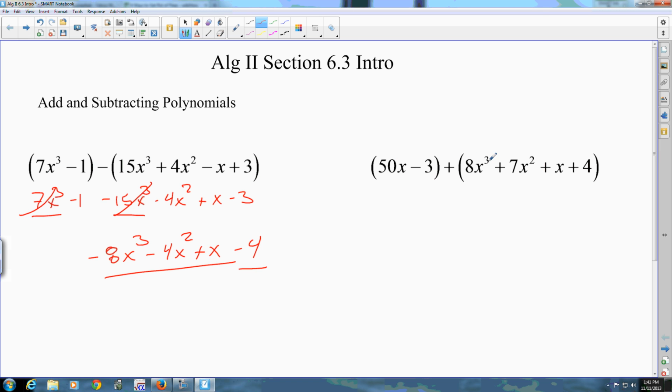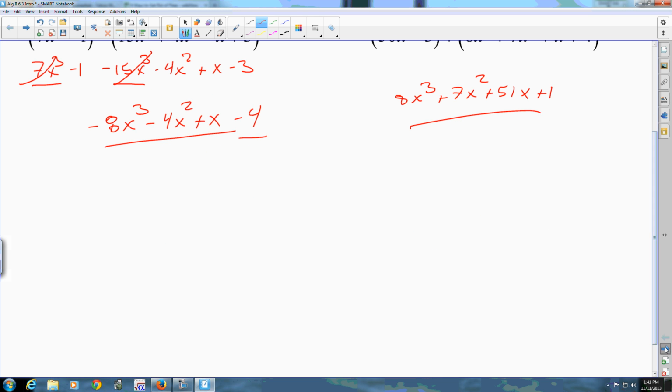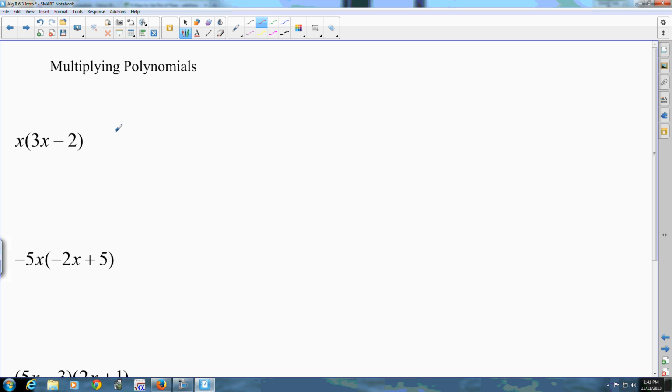Here when you're adding, there's nothing to distribute through, so you're just going to collect like terms. So there are no other x cubes. There's no other x squareds. Then I have 1x and 50x make 51x. Minus 3 plus 4 is plus 1. So there's your final answer. And you're finished.